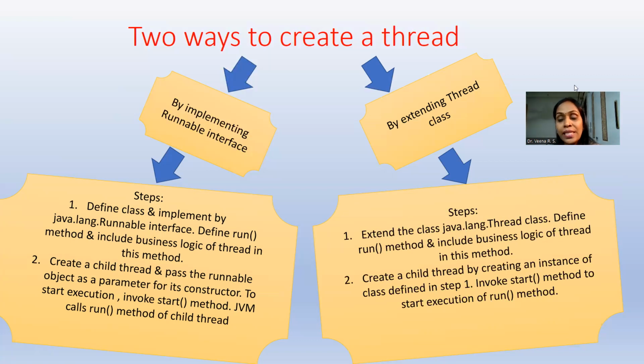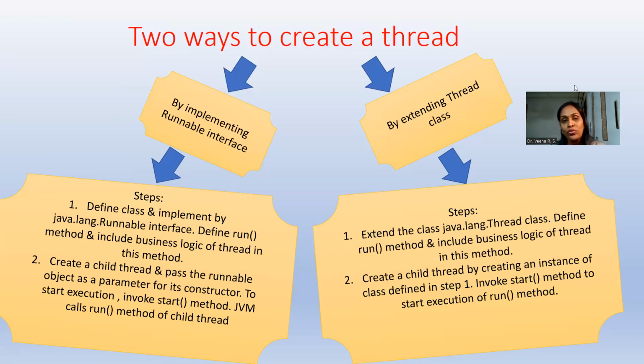Next, you have to create a child thread by creating an instance of the class. Whatever class you have defined by extending the thread class, you should create an object of that class. The moment you create an instance or object of that class, it automatically becomes a thread, or a child thread, and you invoke the start method to start execution of the run method.